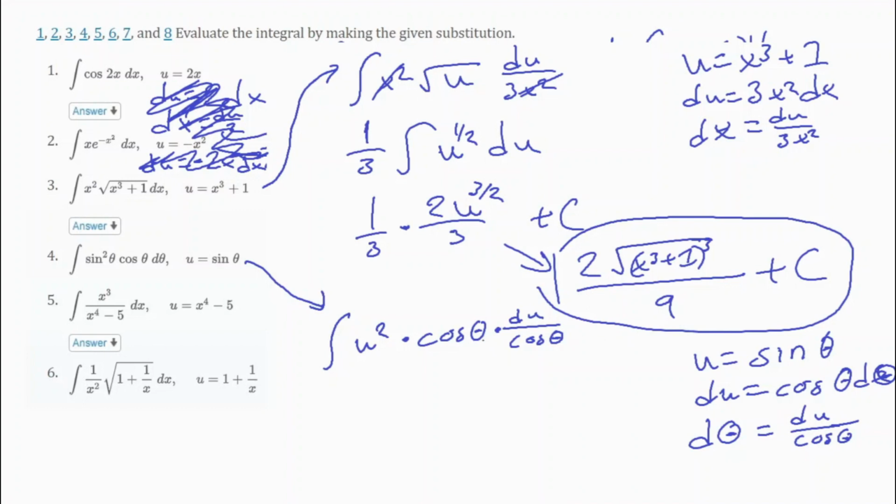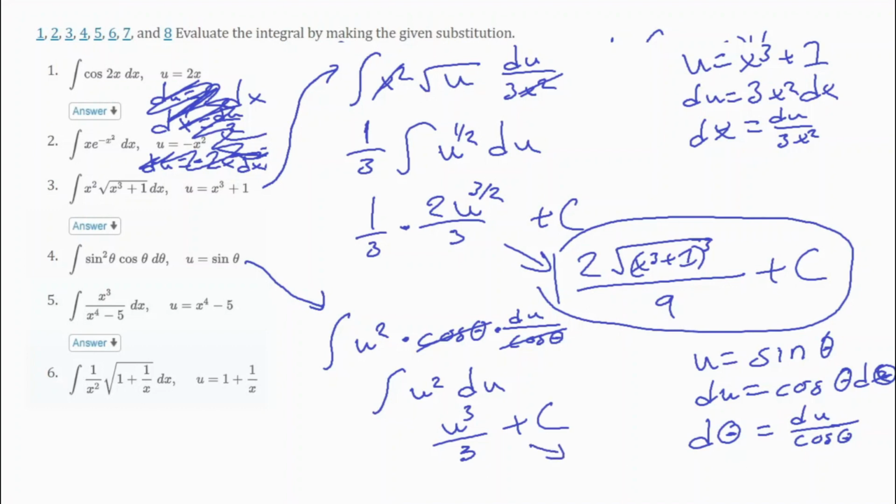We don't want that there, so we also have a cosine denominator, coincidentally. So we could just cross these out, and we're going to be left with integral of u squared du. So you can see we're not left with any fractional constants on the outside, which is also pretty good. So now we just integrate this. So the antiderivative of u squared is going to be u to the third power over 3, and that's going to be plus c.